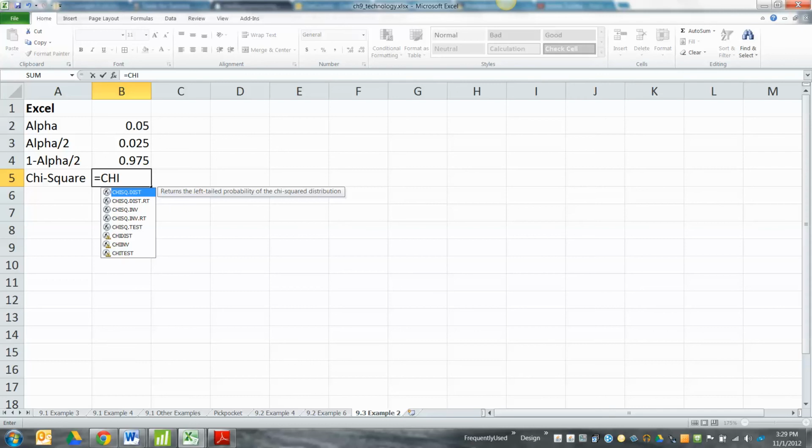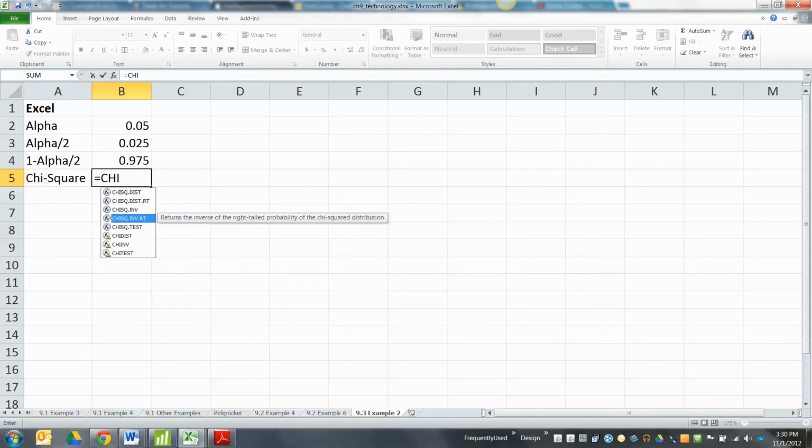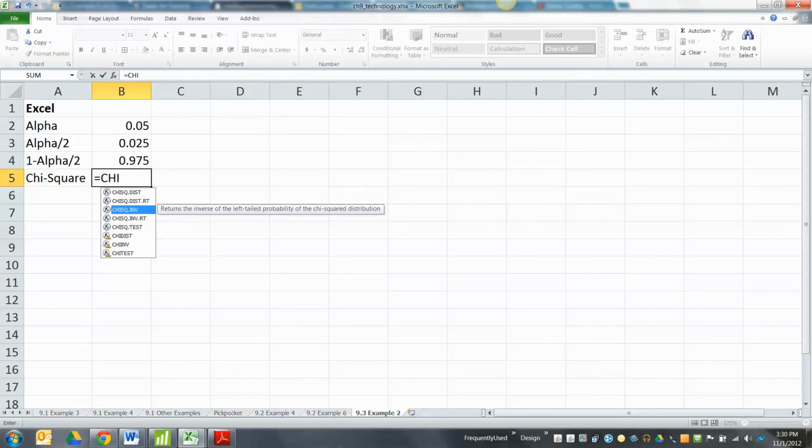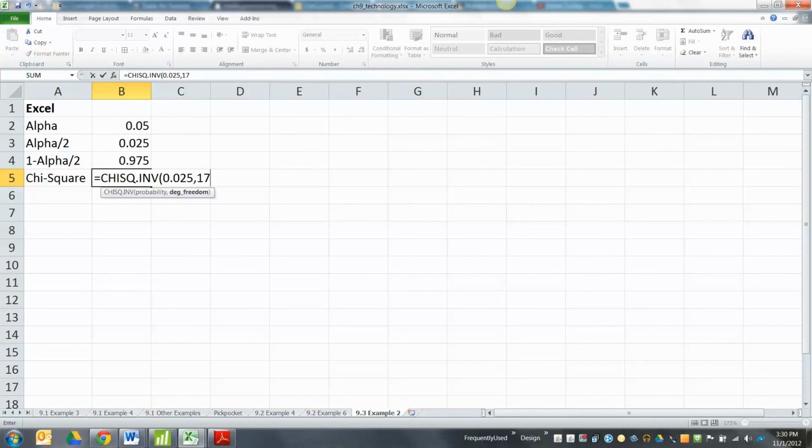Now we have a lot of choices here. It gets kind of crazy. So we have the chi inverse RT, chi square dot inverse, chi square dot inverse dot RT, or we have this chi inverse right here. Okay, so that's old school Excel from Excel 2007 and earlier. All right, so let's do this one. You can see over here it says returns the inverse of the left-tailed probability. See that? So it's doing the opposite of what the table does. The table does the right-tailed probability. This chi-square inverse is going to do the left-tailed probability. So if I do 0.025, comma, my degrees of freedom was 17.